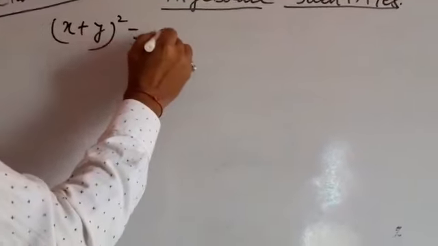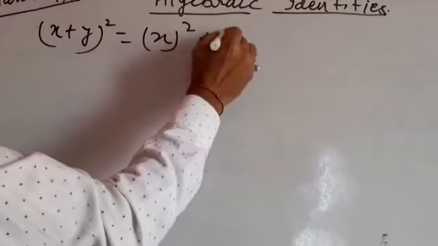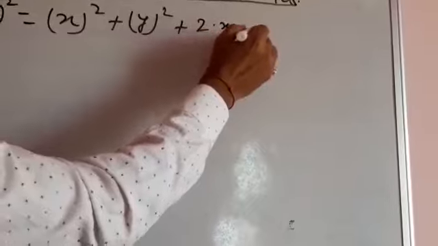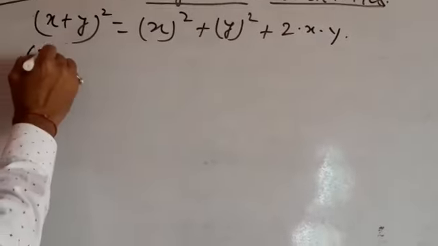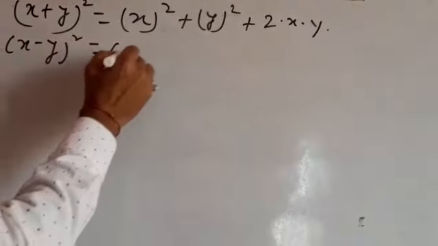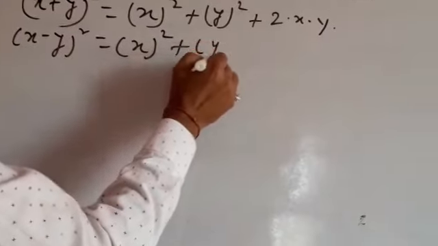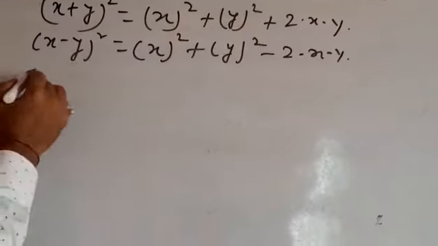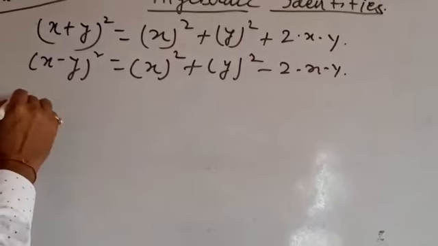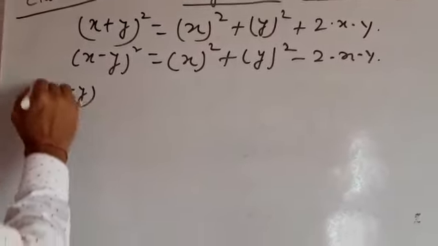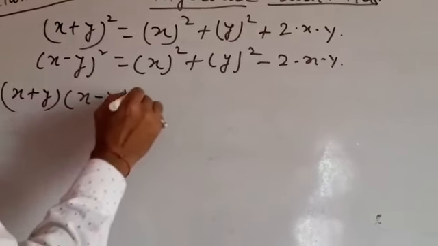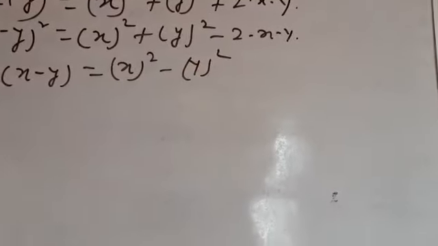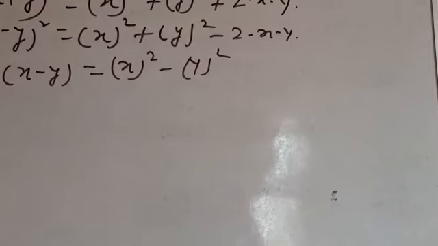(x + y)² = x² + y² + 2 into x into y. Next one is (x − y)² = x² + y² − 2 into x into y. Next I am writing (x + y)(x − y) = x² − y². These three identities you would all have studied earlier.